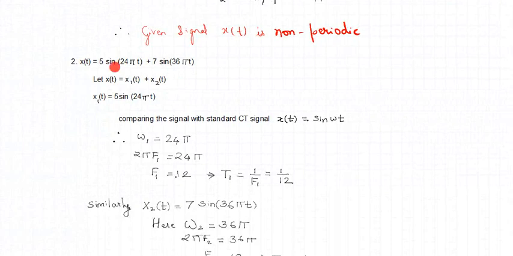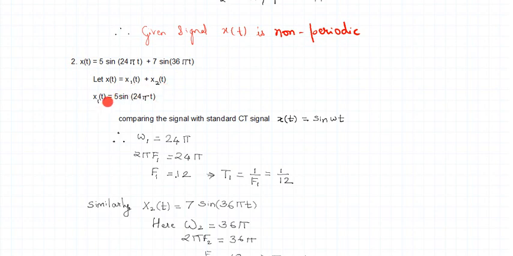The signal involves two terms: 5 sine of 24 pi t plus 7 sine of 36 pi t. So we have been given two components in the signal. This signal x(t) is a composite signal. Now how do we find the fundamental period and the fundamental frequency and conclude whether the signal is periodic or aperiodic? We have to find T1 and T2 of the given signals. For this, we say let x(t) be x1(t) plus x2(t).